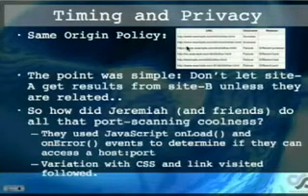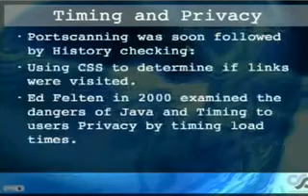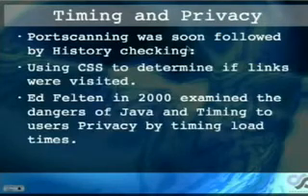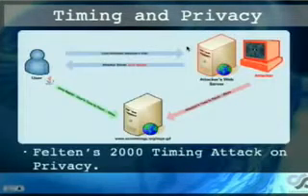So the question is, how did Jeremiah and them do their port scanning coolness? And Marco explained it to you. Basically, they said, run the script here, try to load something. If it didn't load, we can infer some information, and if it did, we can infer other information. So after port scanning, the guys soon went to history checking based on CSS. And like Marco said, Ed Felten, way back in 2000, started talking about privacy by timing loads.